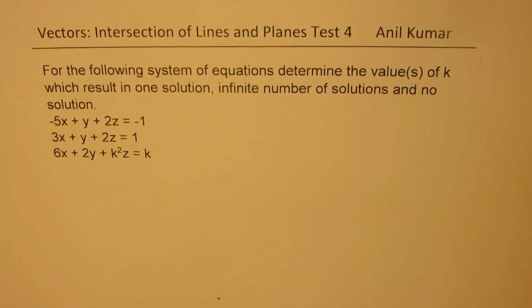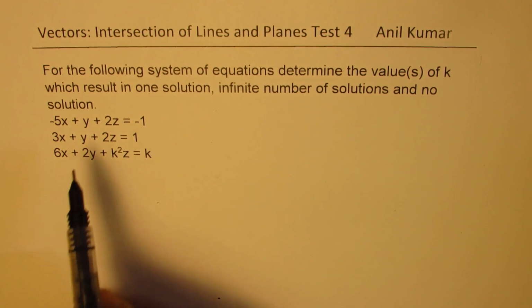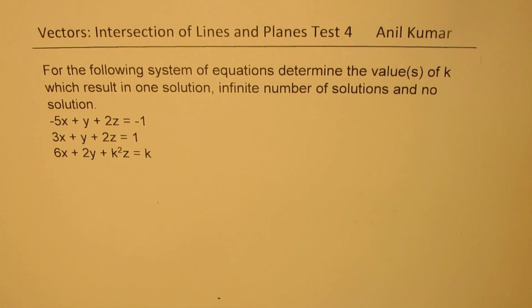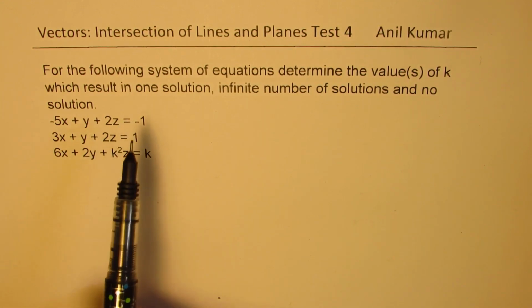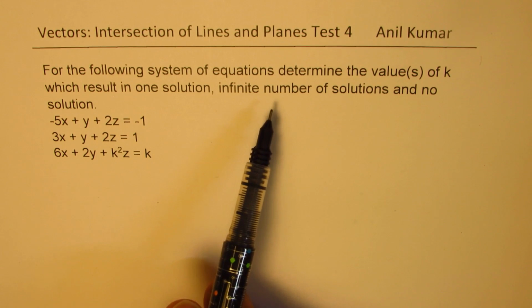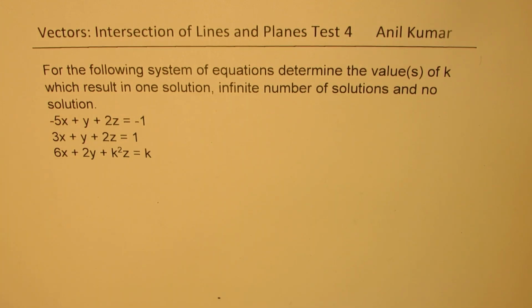I'm Anil Kumar. Welcome to my series on vectors. We'll understand how to find the intersection of planes in this particular example. The question is, for the following system of equations, determine the values of k which result in one solution, infinite number of solutions, and no solution. So we are given three planes here. You need to find the value of k for which we could have one solution, infinite solutions, and no solution.